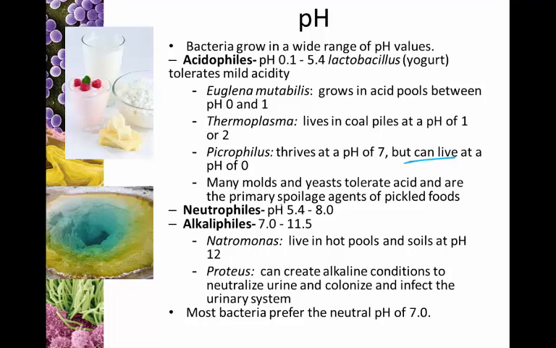Natromonas live in hot pools and soils at pHs of about 12. So these will be alkalophiles. And because they live in hot pools, what else could you call them? Hopefully you're thinking thermophiles. Proteus can actually create their own alkaline conditions to neutralize things like urine and to help colonize and infect the urinary system. So these guys will actually exude alkaline substances to neutralize acidic pHs. Most bacteria are going to be preferentially neutrophiles.